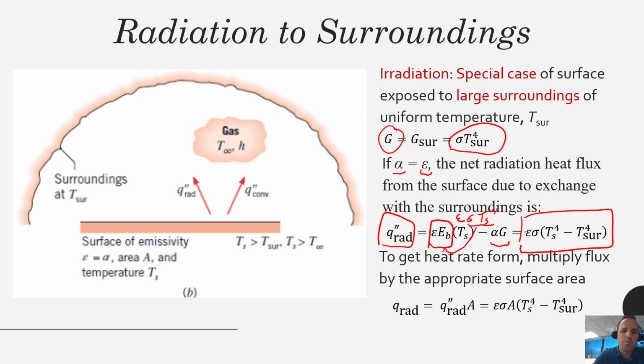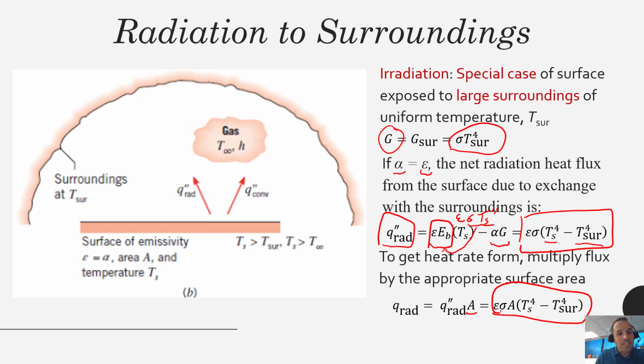The net rate of radiation exchange between the surface and its surroundings is equal to epsilon, the emissivity of our surface, which we've made the assumption is equal to the absorptivity of our surface, times sigma, the Stefan-Boltzmann constant, times the temperature of the surface to the fourth power minus the temperature of the surroundings to the fourth power. So this again is given in terms of flux. Notice the double prime there. If we wanted to get the absolute rate of heat, we would just multiply this flux by the total surface area of our surface, and we'd get this total heat rate form of the equation.